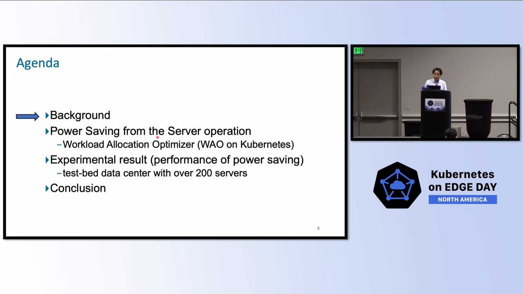And here is my agenda. I will start by talking about the background of this research. Then I will talk about how we implement this workload allocation optimizer. We call it WAO. It is based on the Kubernetes platform. You might also be interested in how much power consumption reduction I'm talking about for this implementation. So I will demonstrate based on a real test bed data center, which includes around 200 servers. I will show how much power consumption reduction can be realized based on these 200 servers.